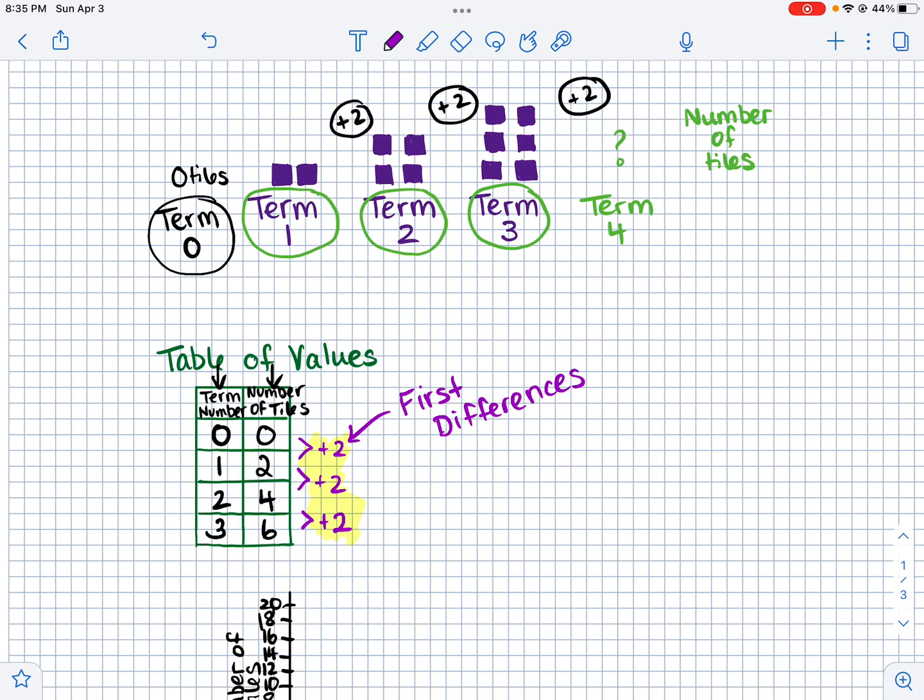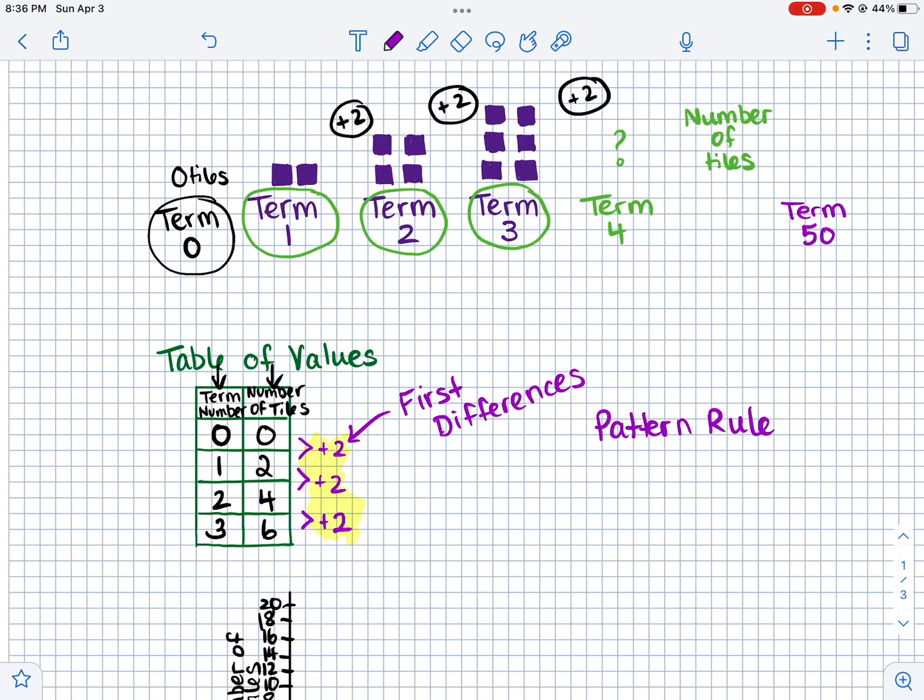And I was saying in the text above this video that you can actually create this thing called a pattern rule. So it's something that could help us predict the number of tiles. For example, if I wanted to know how many tiles there would be in term 50, it would be really annoying to just add 2 every single time, because it's going up by 2s.